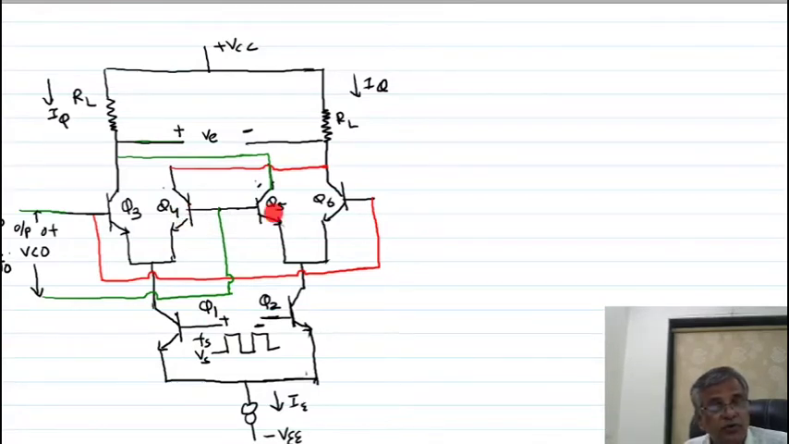The Q4 and Q5 bases are joined. Base of Q3 and Q6 are joined. The output of the phase detector VE is measured at collector of Q3 with respect to the collector of Q6. The input is given to the base of transistor Q1 with respect to the base of transistor Q2 of a differential pair of a transistor Q3, Q4 and Q5, Q6.